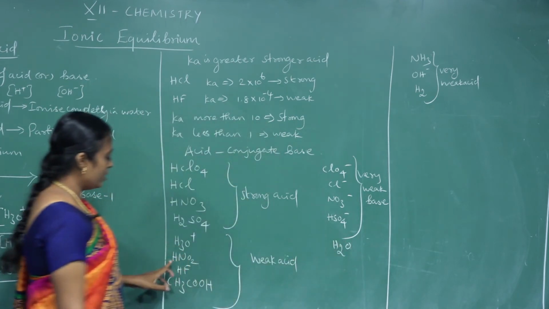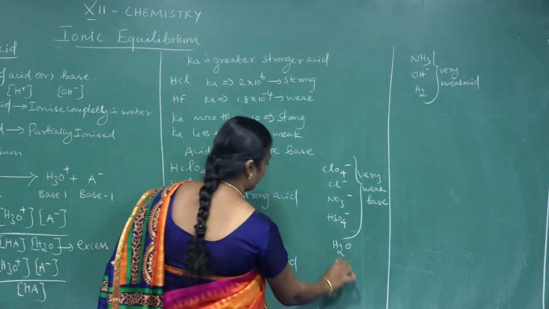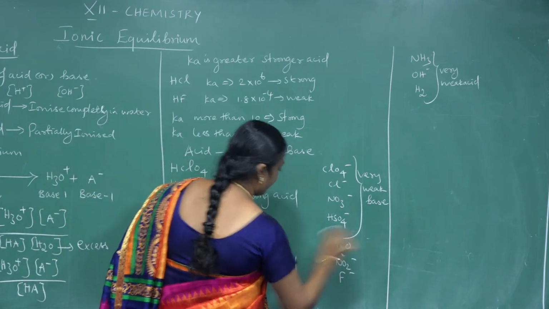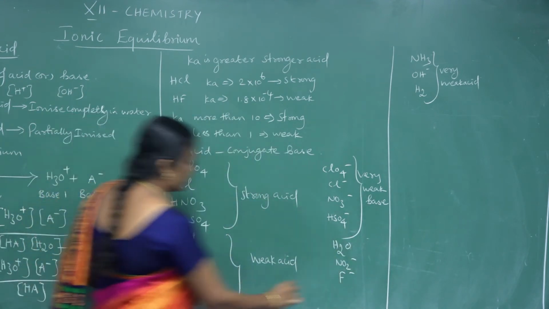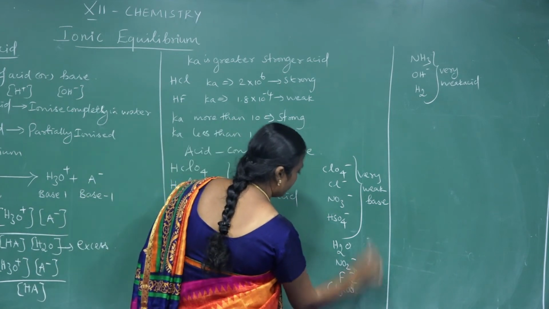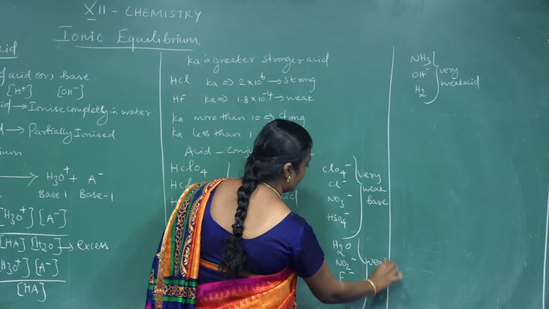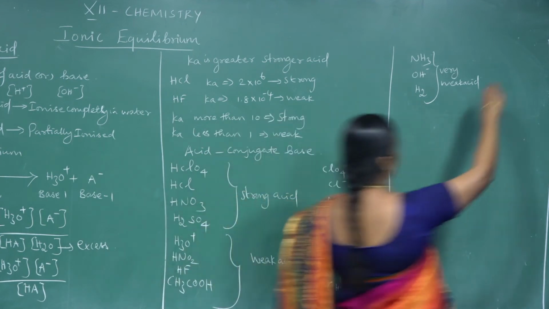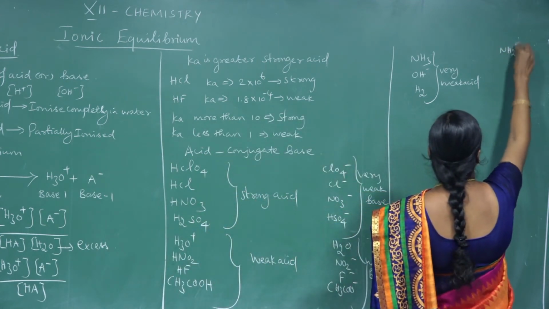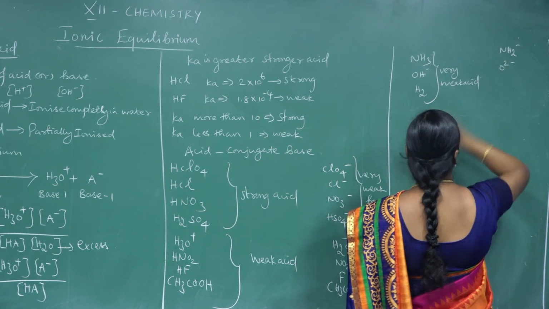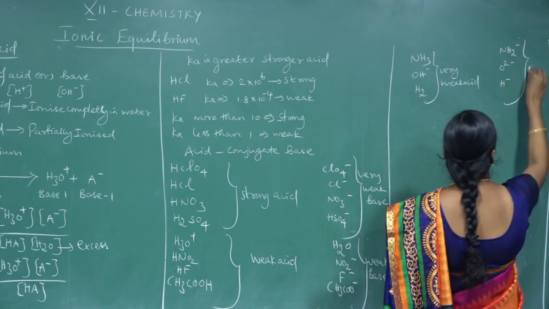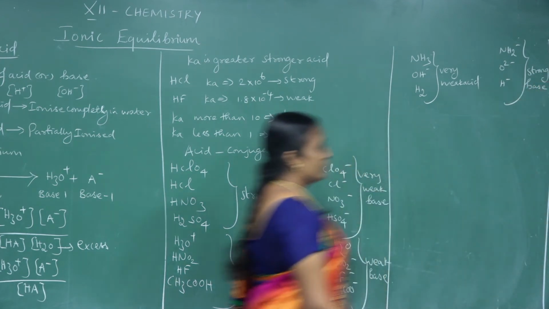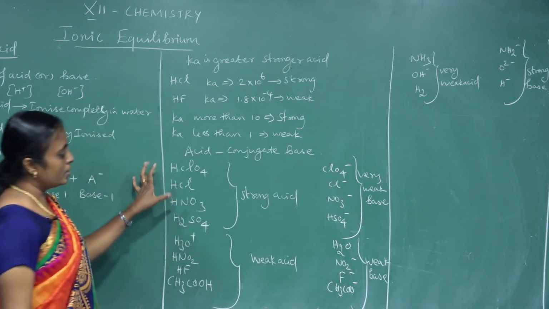When you remove a proton, nitrous acid will give NO2 minus, hydrofluoric acid will give F minus, and acetic acid will give CH3COO minus. This comes under a weak base. In the same way, if you remove a proton from ammonia, you will get NH2 minus, OH minus will give O2 minus, and H2 will give H minus, taken as a strong base.